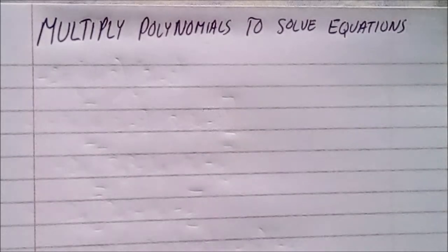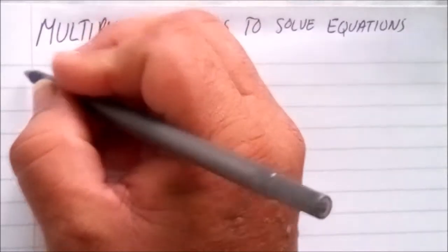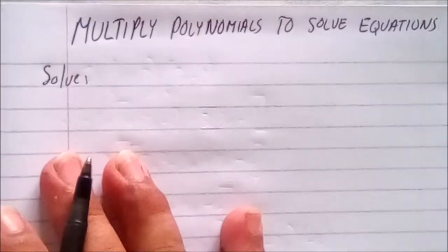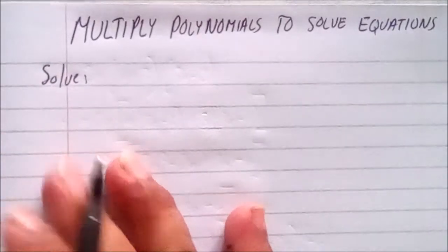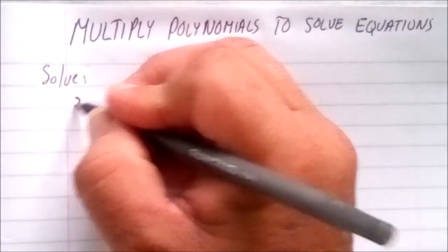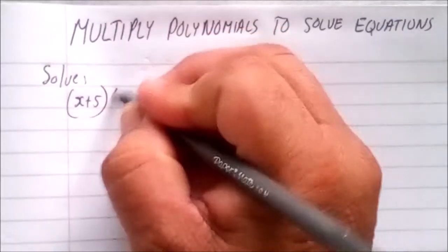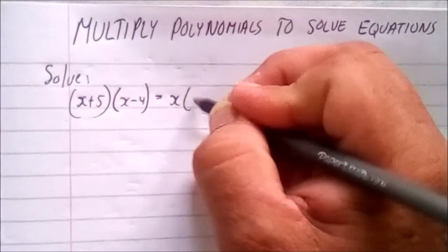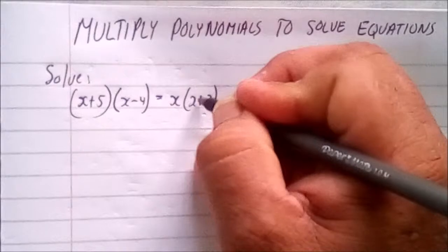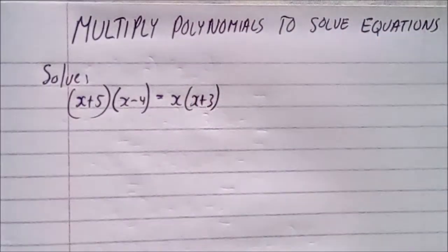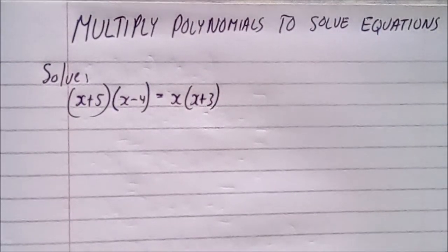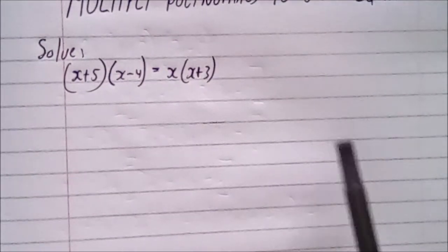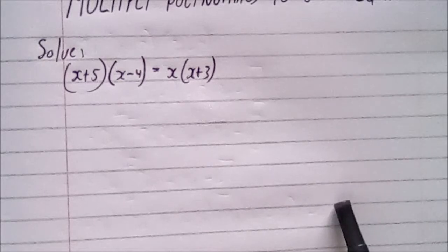For example, if I have the problem given to you, solve, I want you to find a solution for that particular problem, which means what satisfies that problem for it to be true. So we have (x + 5)(x - 4) = x(x + 3). So here we have polynomials, binomials, and all kinds of polynomials. Our strategy here is to multiply the binomials on the left side.